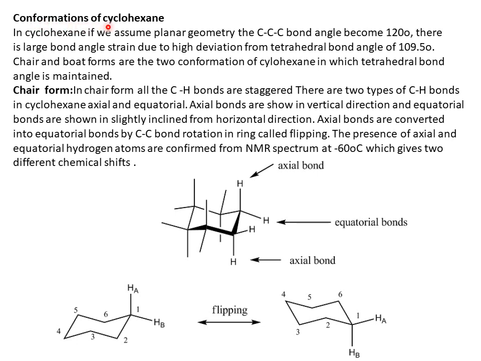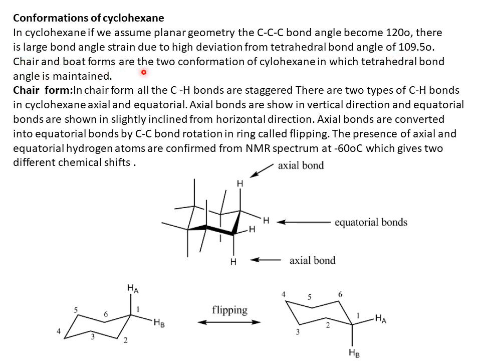Let us see the conformations of cyclohexane. In cyclohexane, if we assume planar geometry, as in the case of benzene, the carbon-carbon-carbon bond angle becomes 120 degrees. There is large bond angle strain due to high deviation from the tetrahedral bond angle of 109.5 degrees. Therefore, the molecule will not assume planar geometry. They assume a spatial geometry.